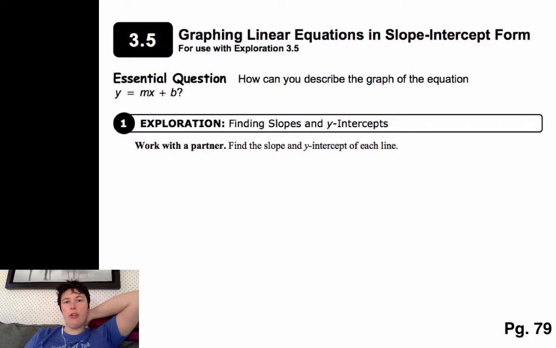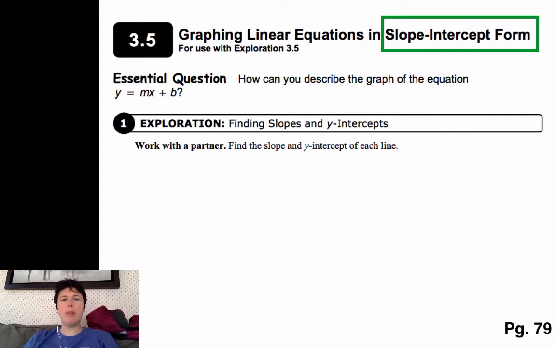Okay, so what are we going to do in this section of our journal? Well, we're getting towards the end of this chapter, the end of this unit, and we're working on graphing lines. We've watched some videos on how to graph in standard form, and we're going to continue off of that. So the title of this says Graphing Linear Equations in Slope-Intercept Form. Put a box around that word, slope-intercept form.